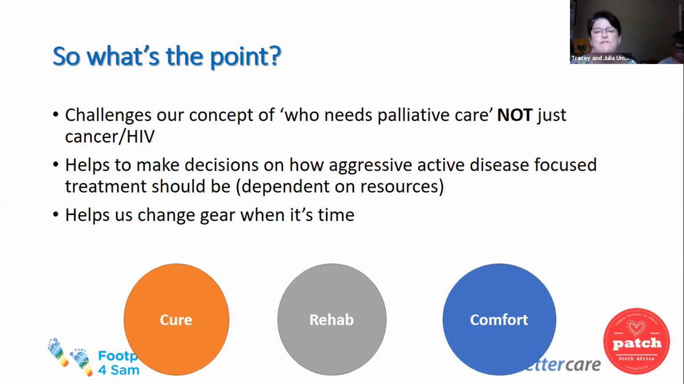We now need to shift our focus from cure to comfort care only, and that will help us make our plan going forward, changing gear when the time comes.